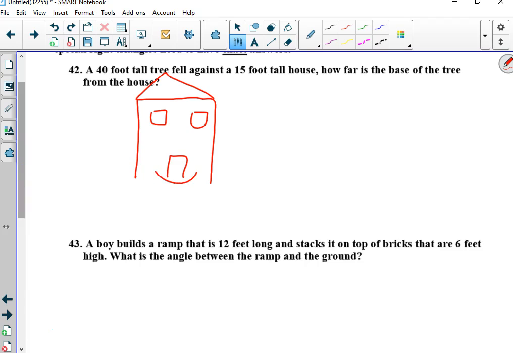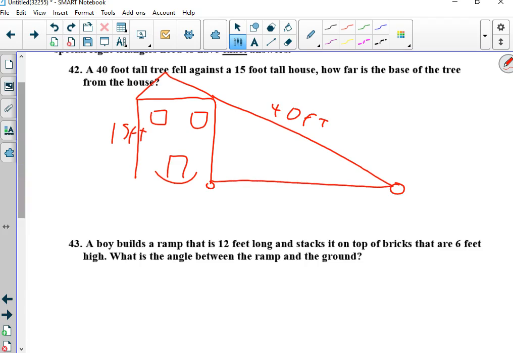Okay, 15-foot house. 15 feet tall. A 40-foot tall tree falls against the house. How far is the base of the tree from the base of the house? What is this measurement right here?